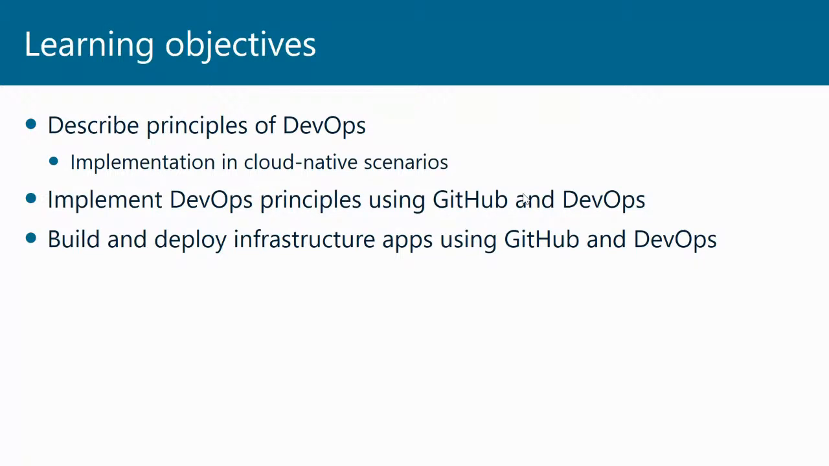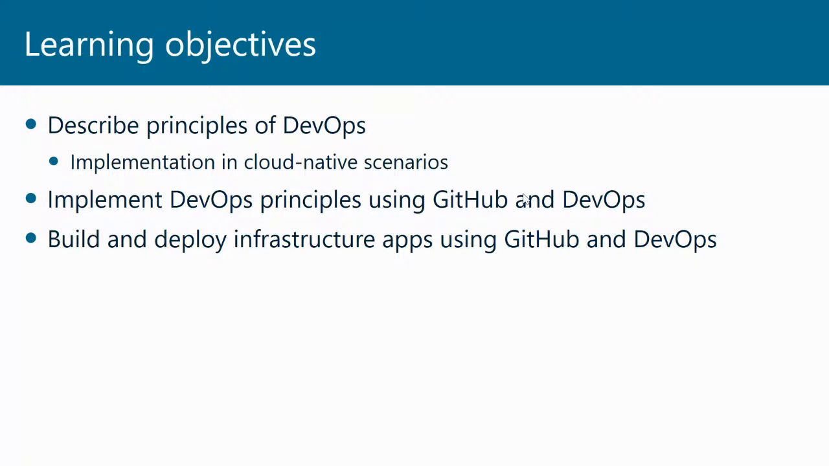The objectives of this session are, first of all, to describe the principles of DevOps. I'll do that at the beginning so that you know some of the terms, definitions that are important in this space. We'll look at implementation in cloud-native scenarios in particular. We'll talk about implementing DevOps principles, and I'm going to do demos of both using GitHub and Azure DevOps. They are very similar in terms of what they do and the way that they do it is a bit different, but ultimately they get to the same place in many respects.